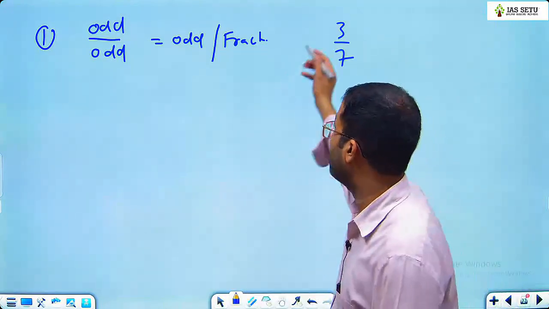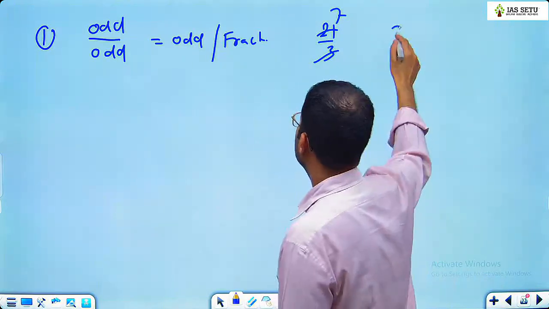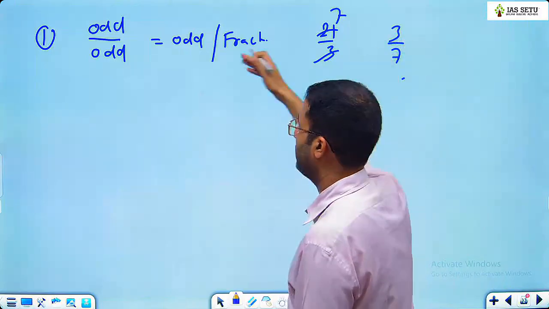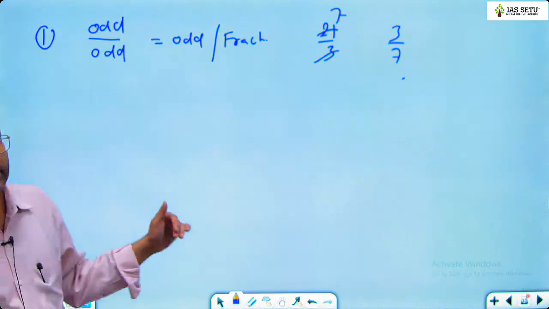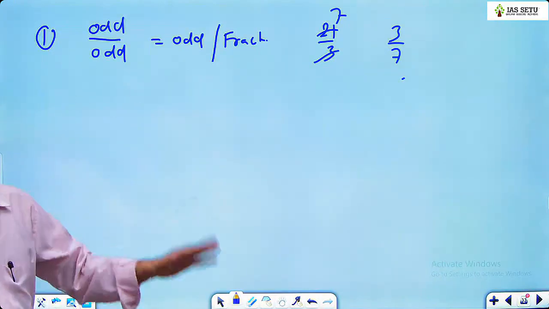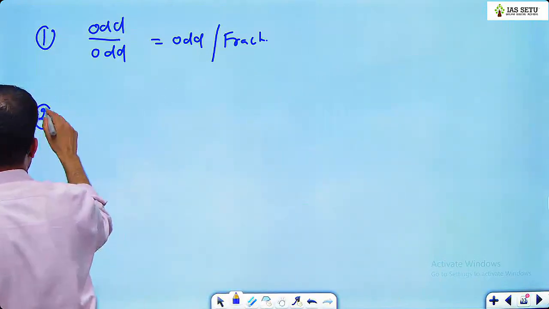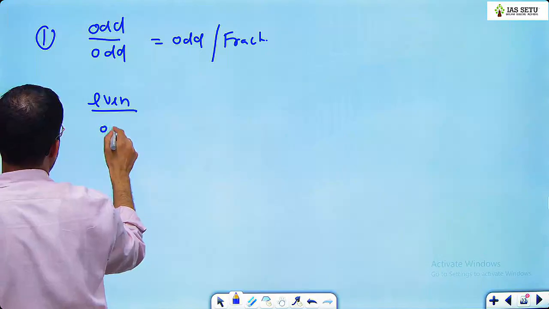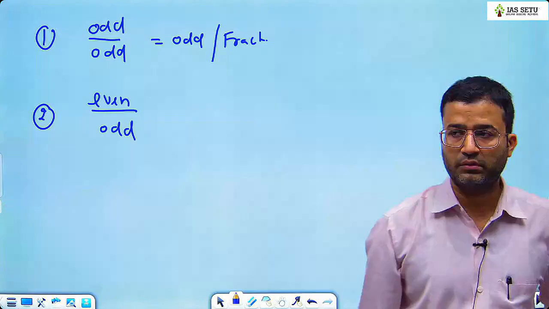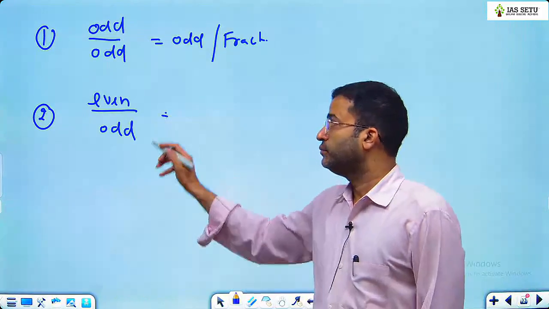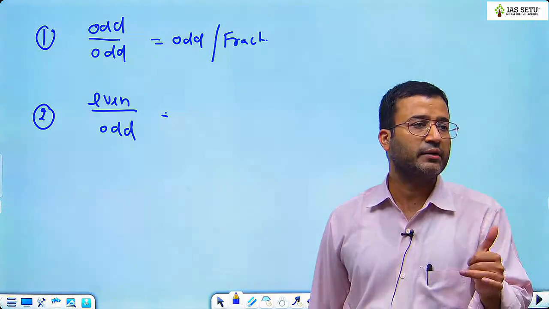Example, लिख लो, 21 by 3. If you simplify, it is 7, which is odd number. But when you take 3 by 7 or 5 by 7, there are examples. It is fraction. So odd number divided by odd is either odd or fraction. Next, second, even number divided by odd. There is one possibility, even; second possibility, fraction.